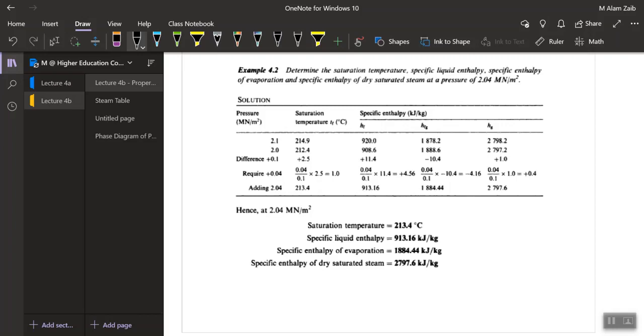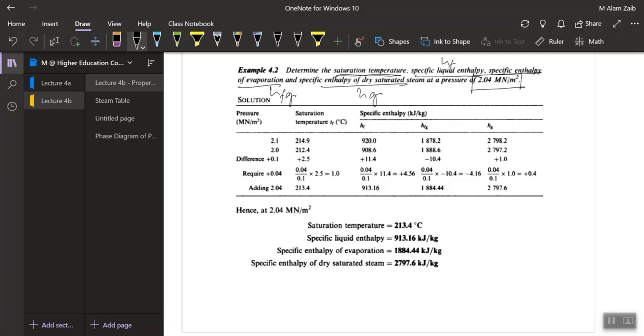Let's have a question then. First, determine the saturation temperature, the specific liquid enthalpy, which is hf, the specific enthalpy of evaporation, which is hfg, and the specific enthalpy of dry saturated steam, which is hg. You do not need to remember this right now because we will be doing it after the first law of thermodynamics. So determine these four properties at a pressure of 2.04.